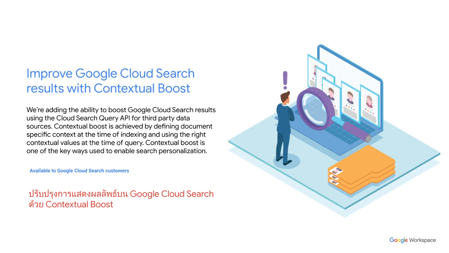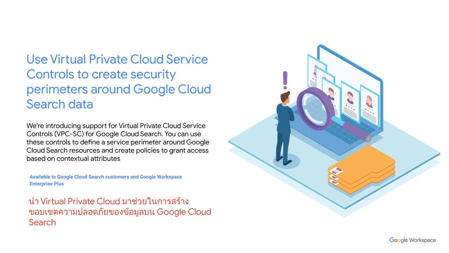With this feature, when you're calling the Cloud Search query API for third-party data sources, the results data will be returned based on contextual attributes like location, department, or tenure, right? So you can define the department attribute so that, for example, if you're from a sales team, when you search for a pitch deck, it will prioritize those pitch decks that belong to the sales department. Things like that.